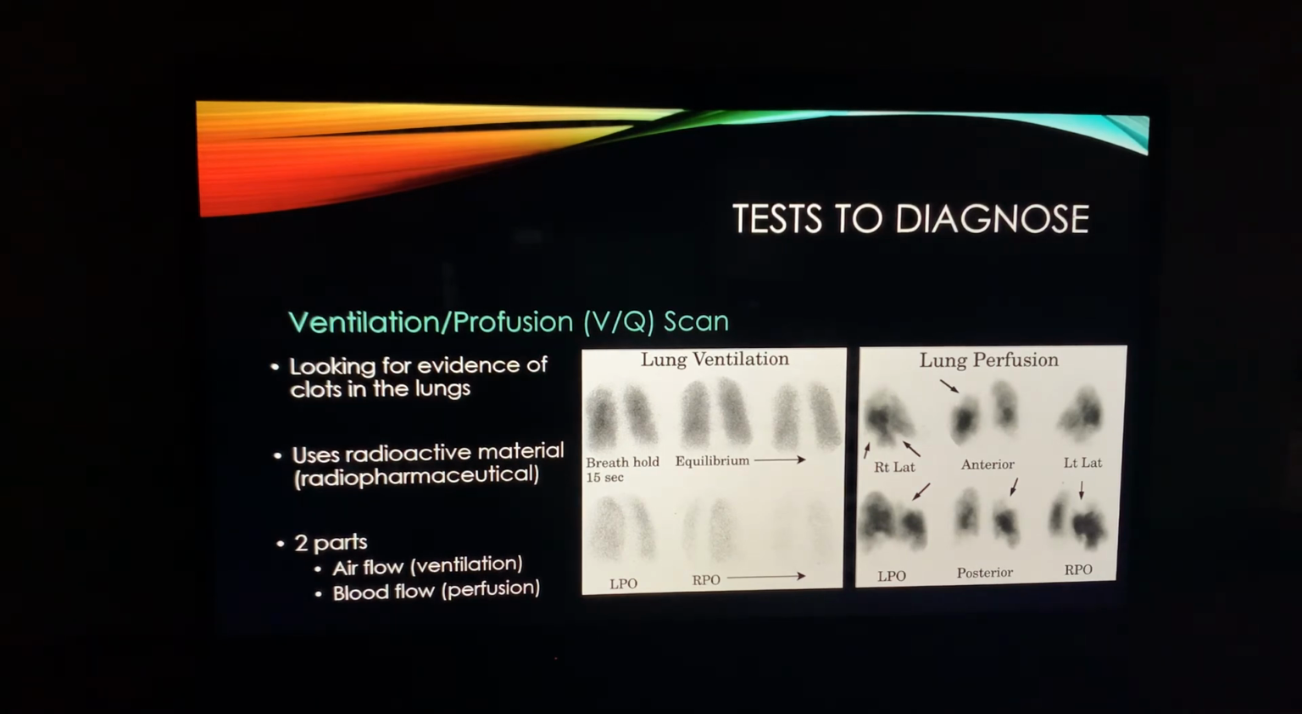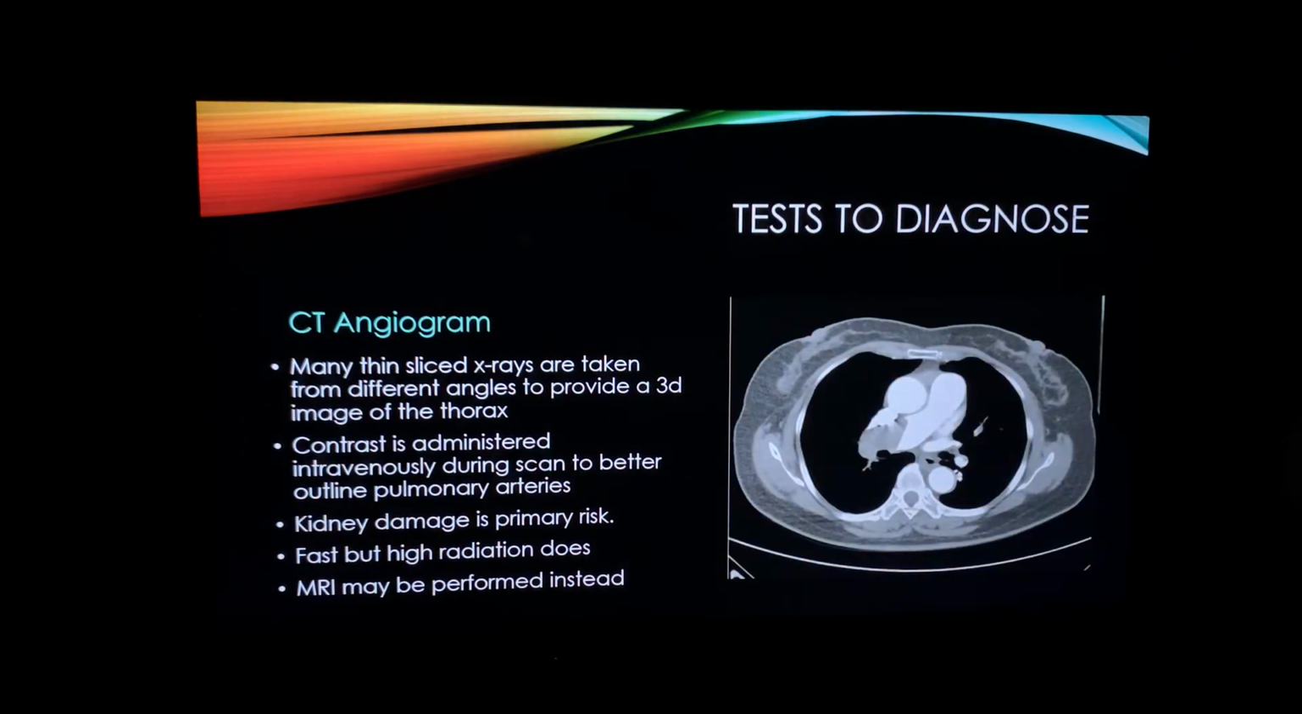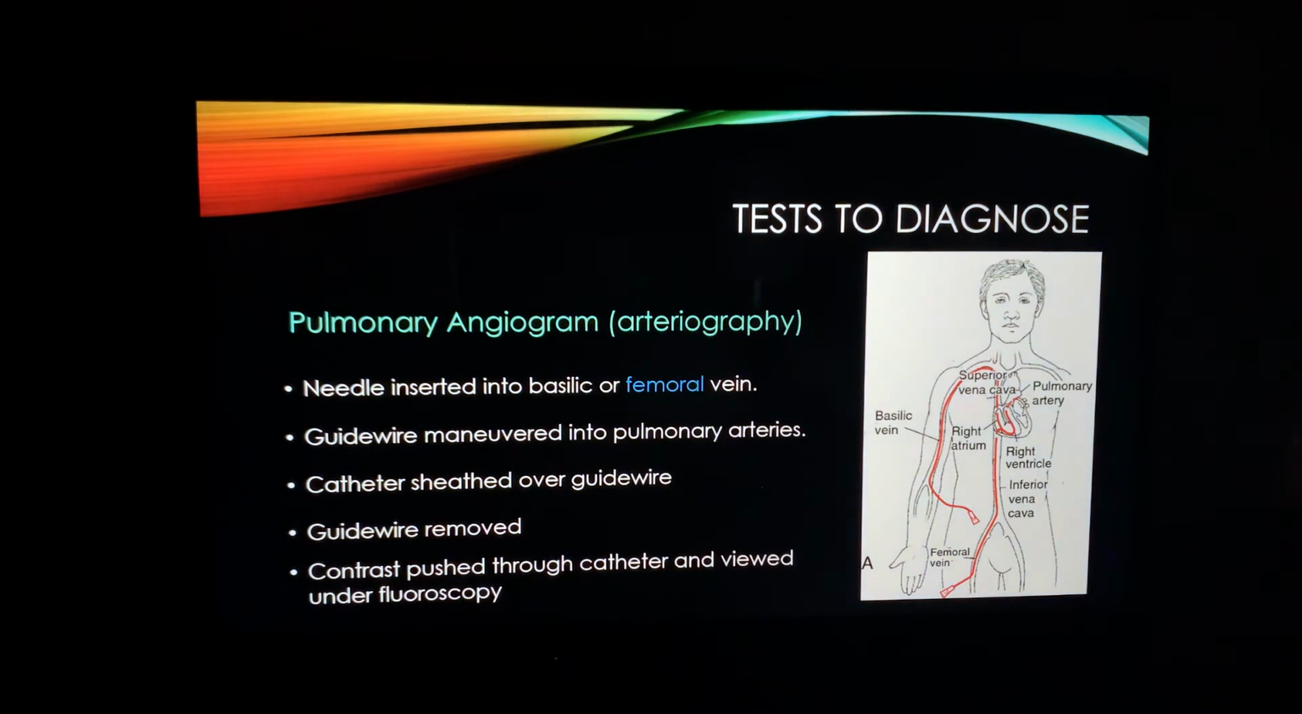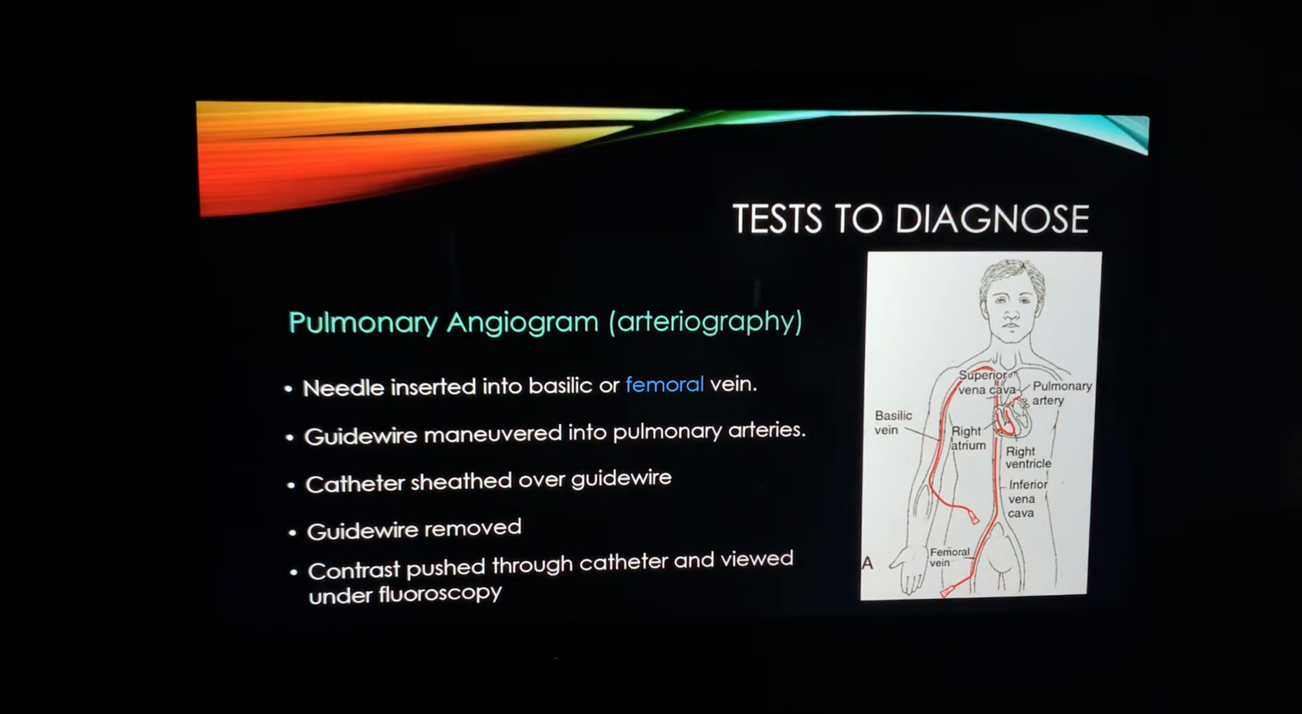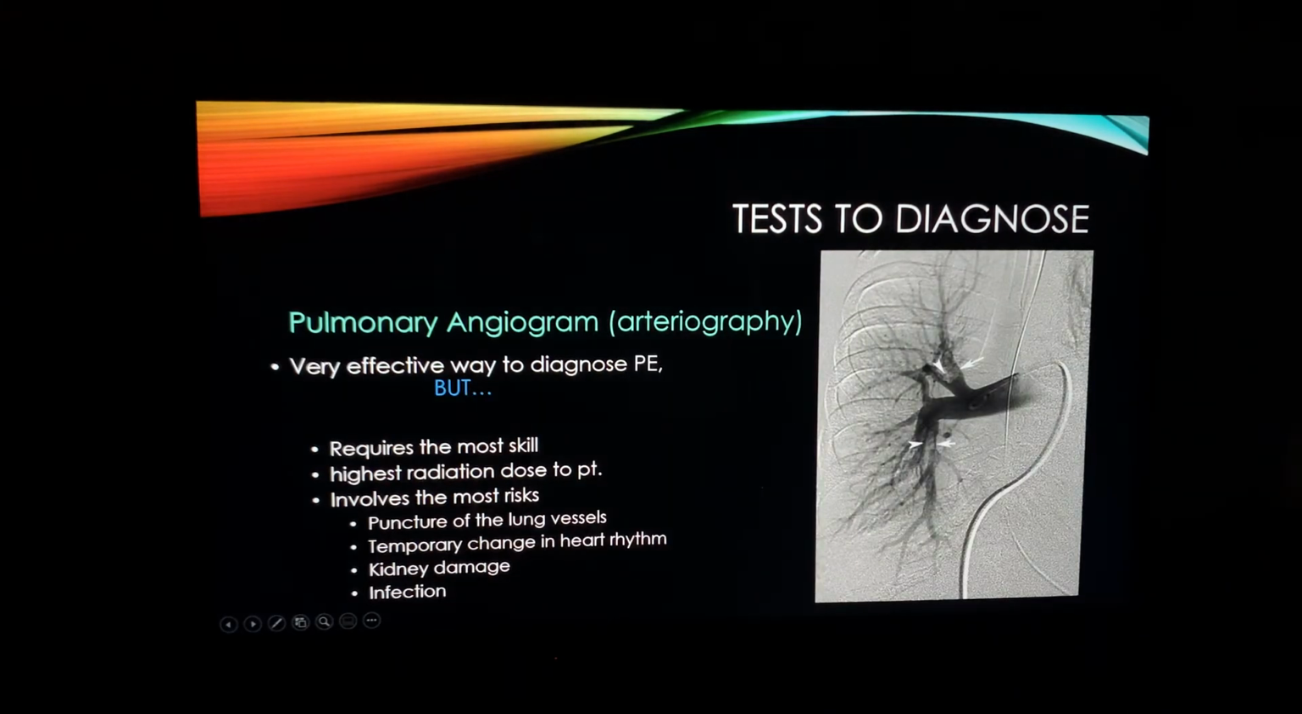Tests to diagnose are VQ scans, which are done in Nuke Med. A CT angiogram done with contrast, which our patient had. This is a CT of our patient, and you can see the clot there. A pulmonary angiogram can also be used to diagnose. It is a very effective way to diagnose, but it also has the most risk to the patient and requires the most skill.